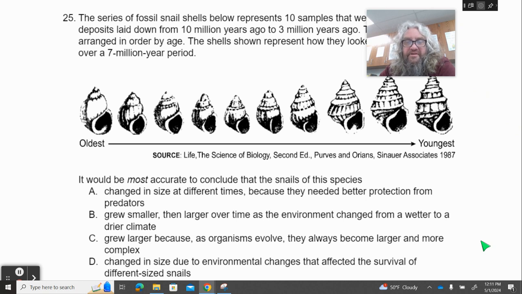It would be most accurate to conclude that the snails of this species, A, changed in size at different times because they needed better protection from predators. B, grew smaller, then larger over time as the environment changed from a wetter to a drier climate. C, grew larger because as organisms evolve, they always become larger and more complex. D, changed in size due to environmental changes that affected the survival of different sized snails.